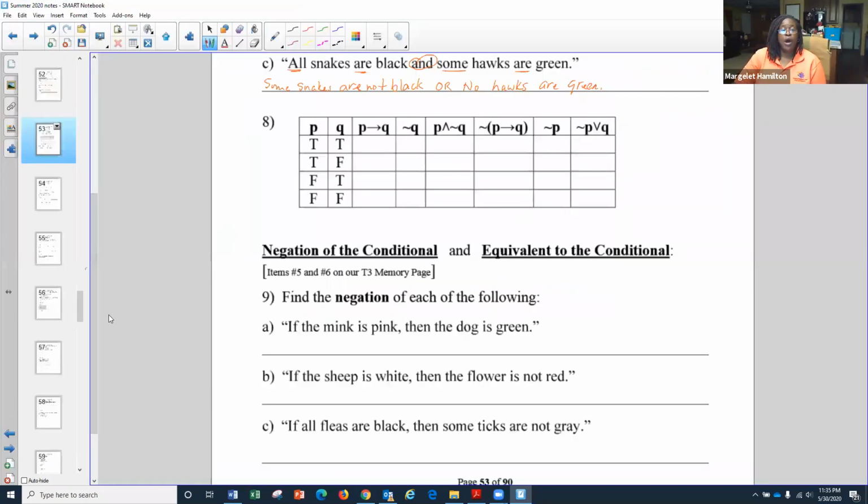So we are here continuing on page 53 with number 8, where we have our truth table, and they give us some problems they want us to solve by finding our truth values for them. So let's go ahead and work that. You can pause right here and fill in the truth table. Let's see if we remember those rules, and then we can come back and verify.